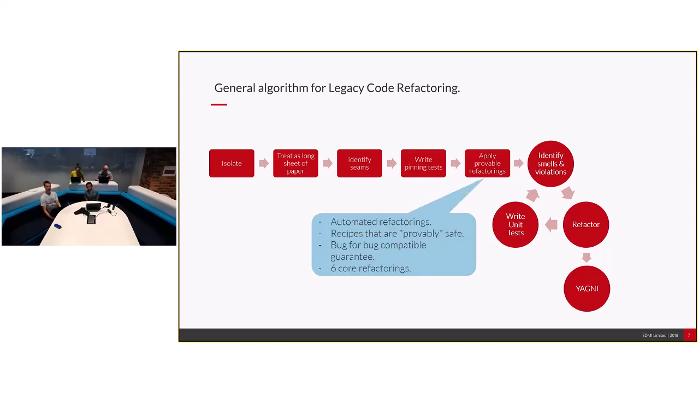These are automated refactorings. They are provably safe. You can prove that the code before the refactoring is bug for bug compatible with the code after the refactoring. And when I say prove it, it's more of a mathematical proof, not a discussion proof. There are essentially 6 core refactorings. Most of the work can be done with them, but there are of course others, and we will take a look at 3 core refactorings and one fairly sexy refactoring.